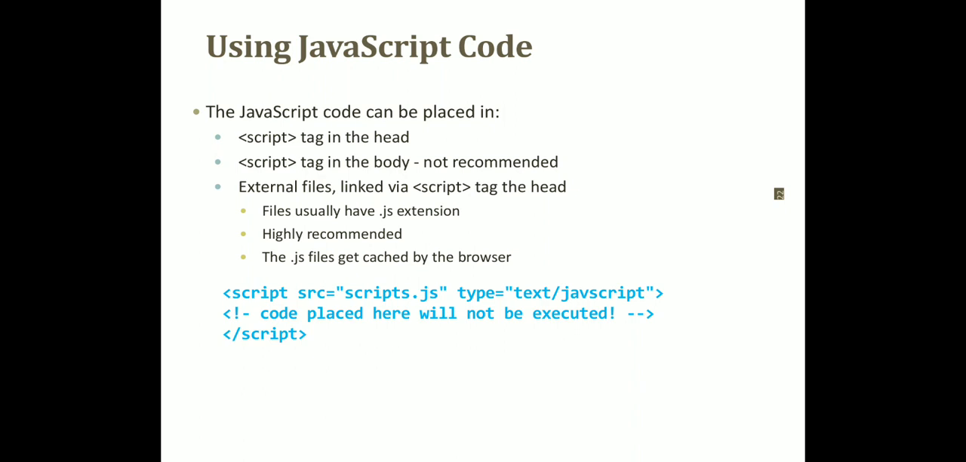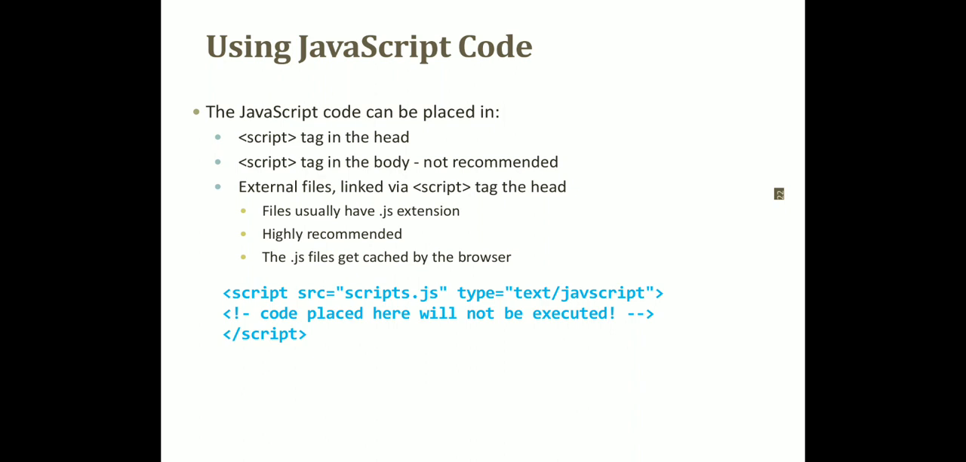So the JavaScript code can be placed in a script tag in the head, and a script tag in the body is not recommended here. The external files linked via a script tag in the head, and files usually have the .js extension, are highly recommended. The .js files get cached by the browser. So like script source equals scripts.js, for example we are seeing. We have provided one .js file and type text or JavaScript.